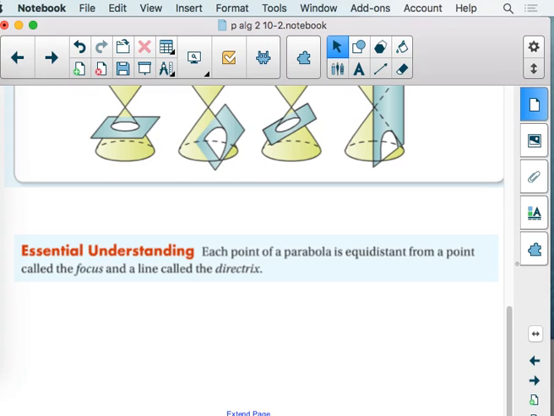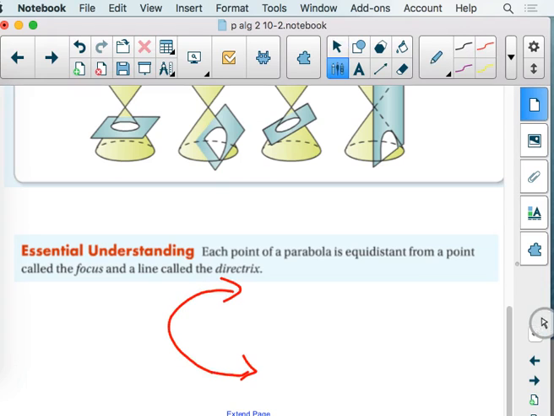So, essential understanding. Each point of a parabola is equidistant from a point called the focus and a line called the directrix. So this is a big step for us. Before, when we give you parabolas, we just said, here they are, find some good points and tell us where this is going to be graphed. And we didn't have any idea why parabolas formed the way that they did. So what they're telling us here is, there's this magical little point called a focus and a line behind it that's called a directrix. Now, we get a parabola, and what's going to happen is it's going to wrap around its focus.